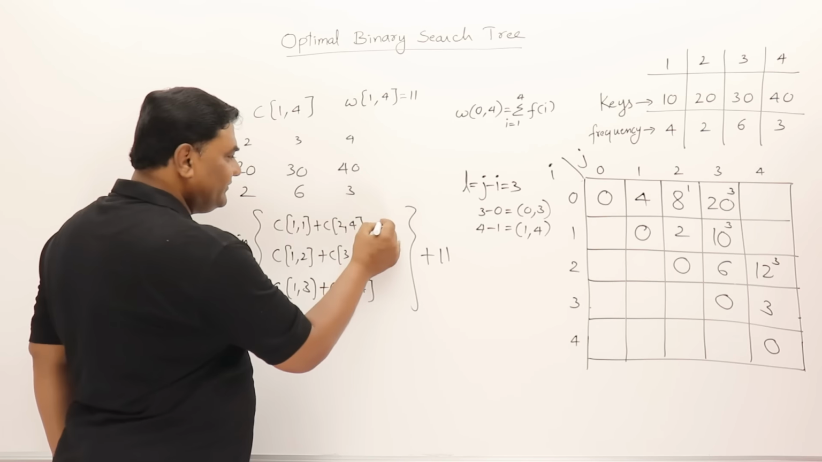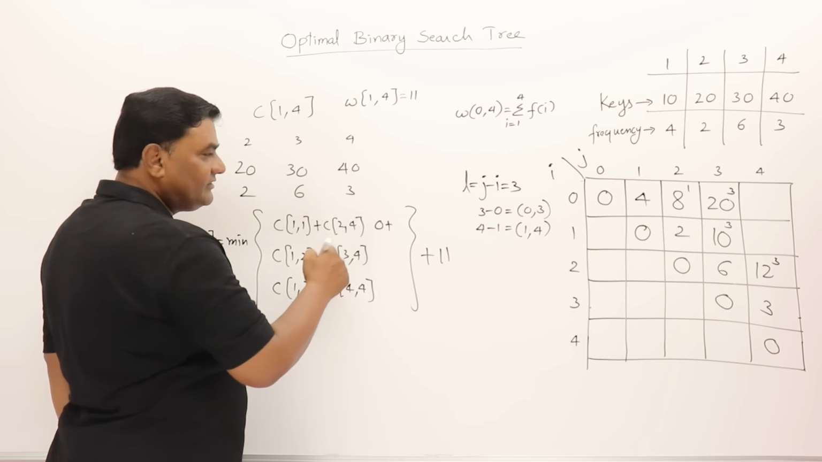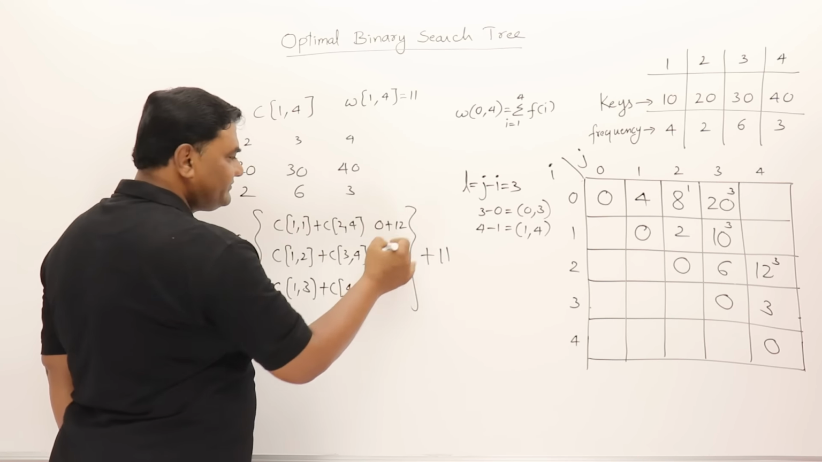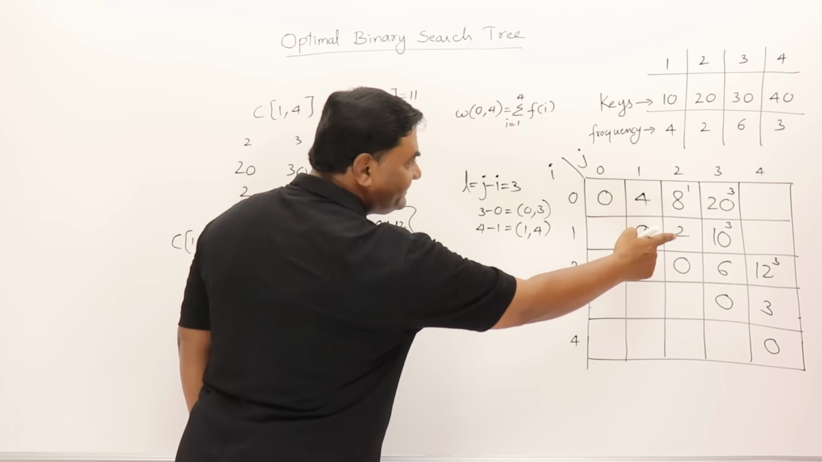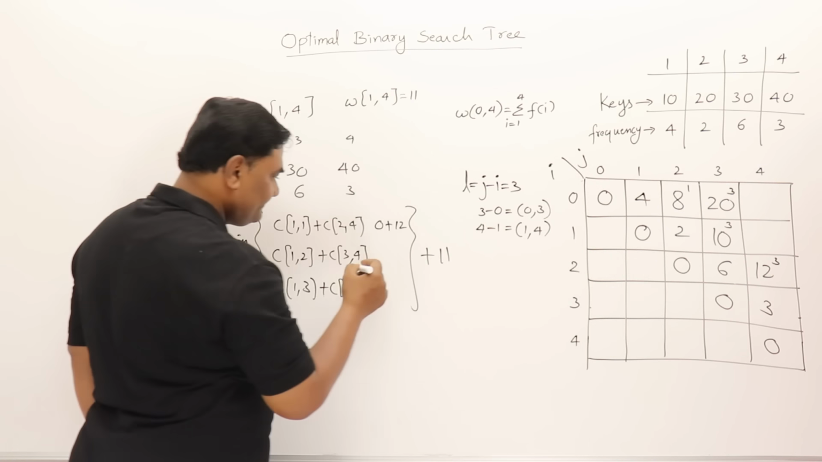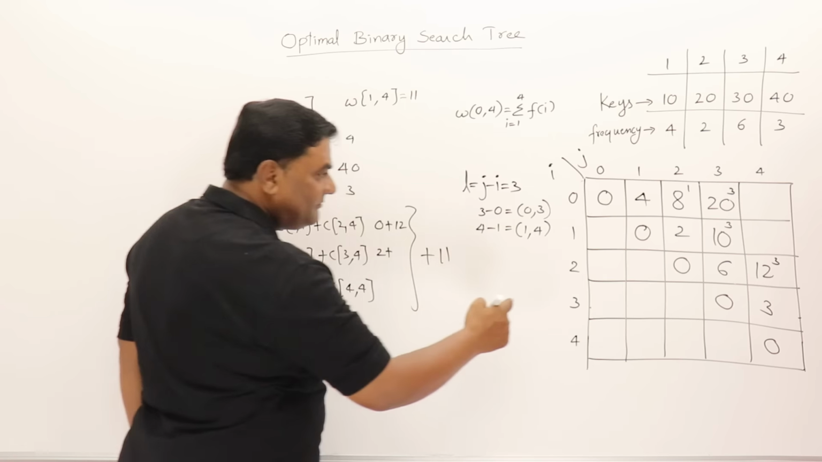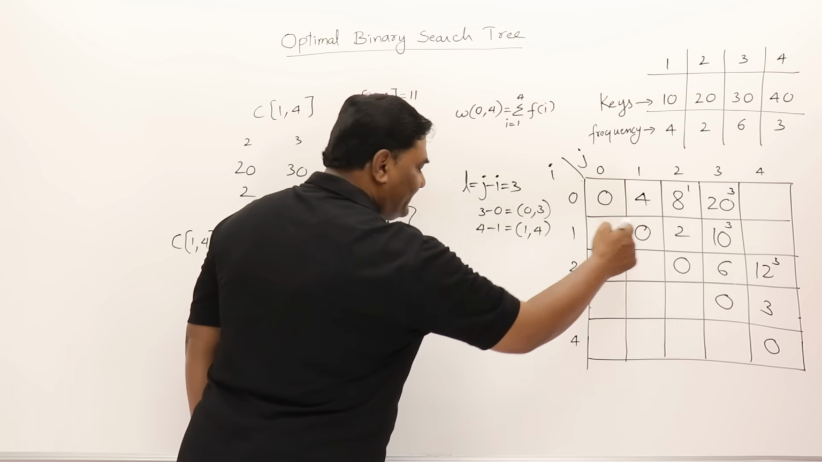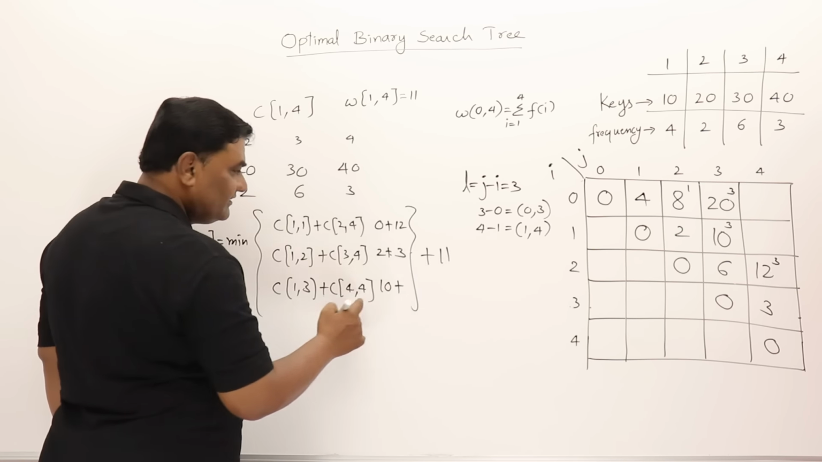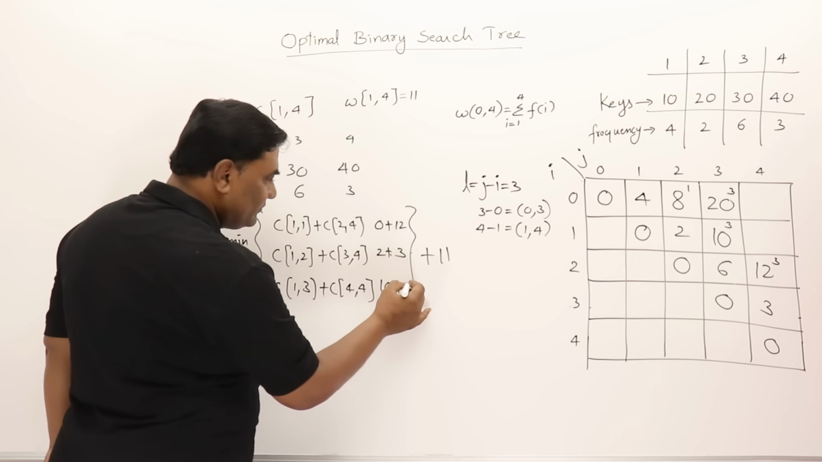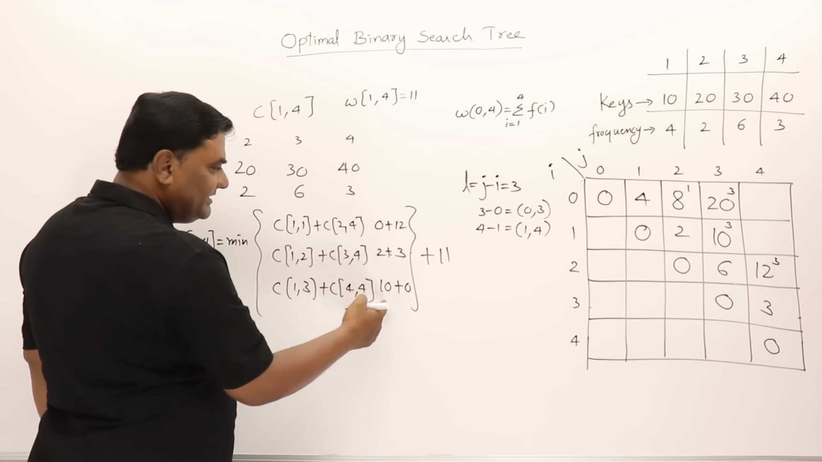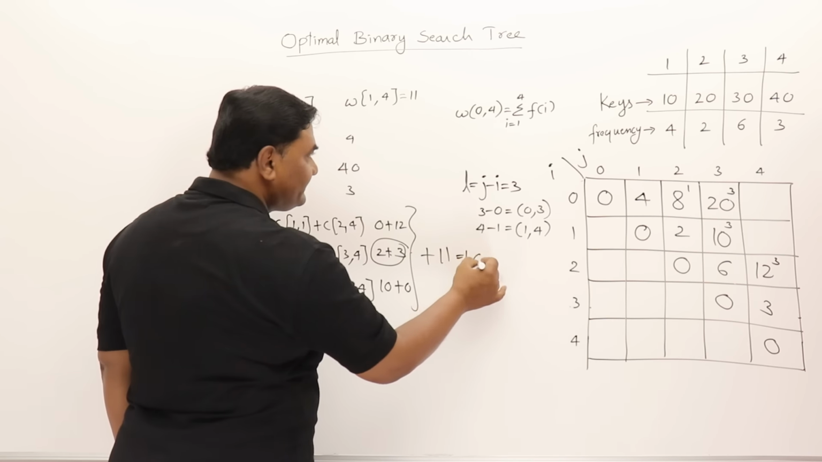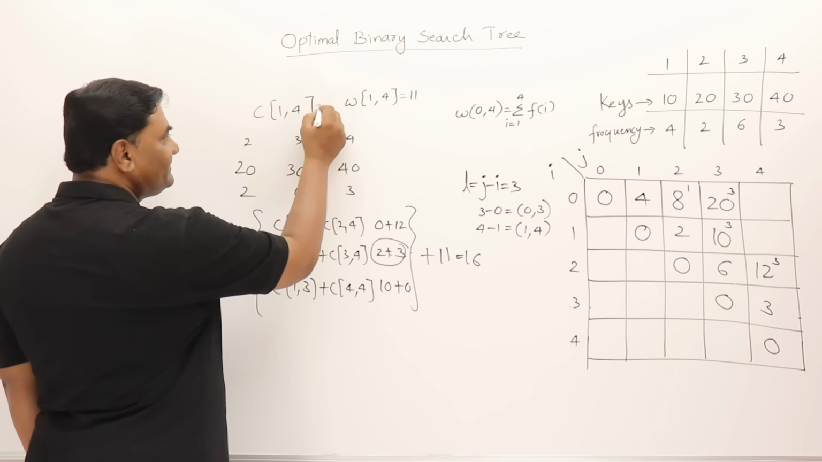1 comma 1 is 0 plus how much this is? 2 comma 4. 2 comma 4 is 12. 0 plus 12. 1 comma 2 is 2 plus 3 comma 4 is 3. 1 comma 3 is 10 plus 4 comma 4 is 0. So which one of this is minimum? This is minimum. So this is 5 plus 11 is 16. So cost of this one is 16.